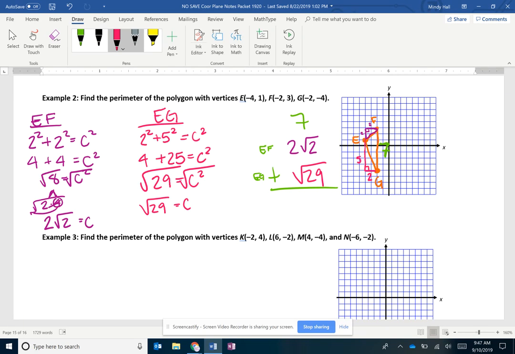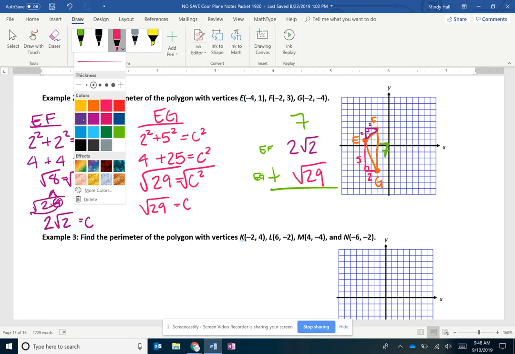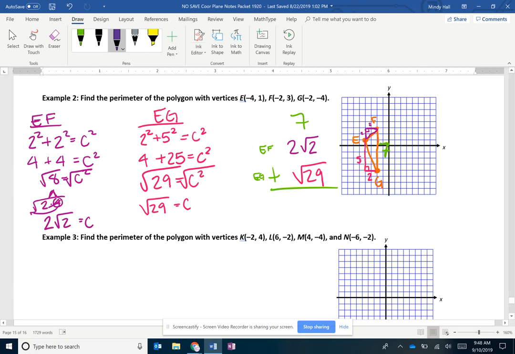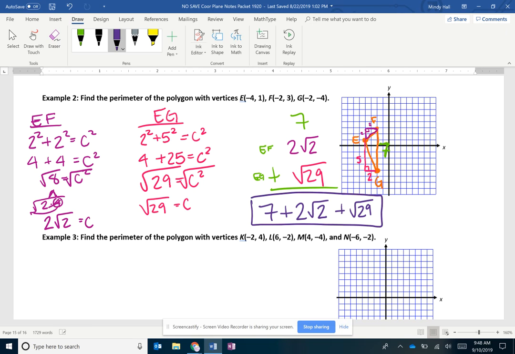So this is where if you want to have nice, pretty whole numbers as your answer, you're going to be really sad because we cannot combine these radicals. The only time you can combine radicals like square root of 29 and square root of 2 is if you had another one that was square root of 2 or square root of 29. Since the numbers inside the radical are not the same, we cannot combine them. So then our answer would be 7 plus 2 root 2 plus square root of 29. Okay, and that is the value. Again, this is the exact distance.